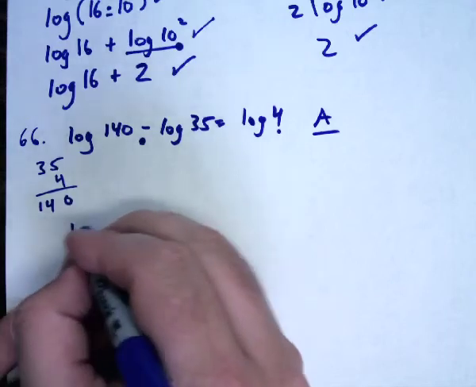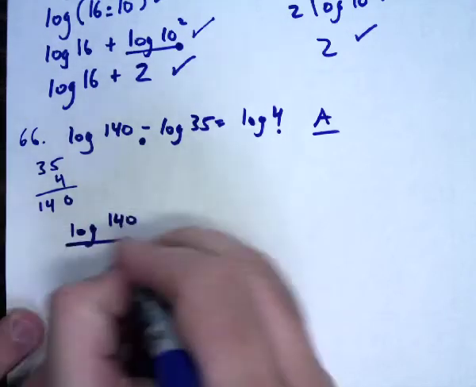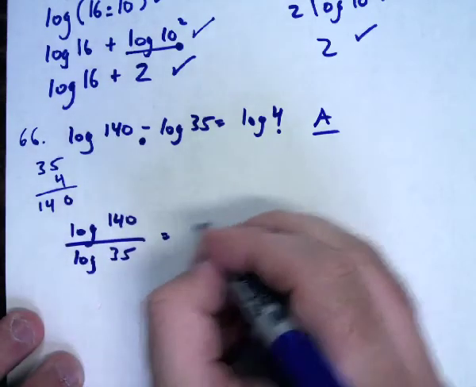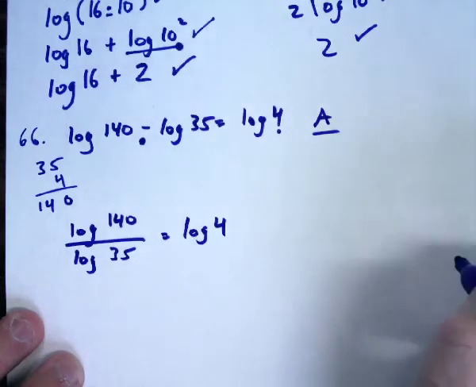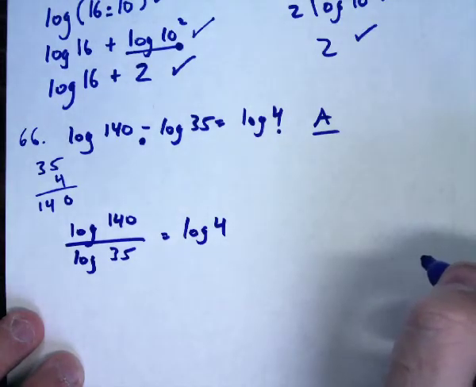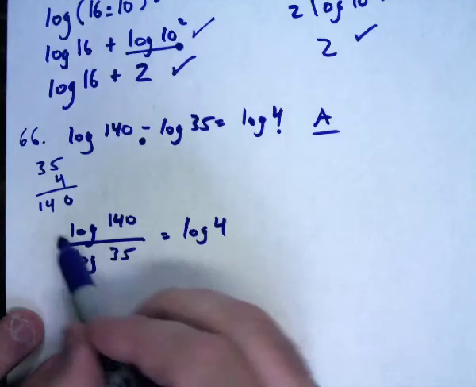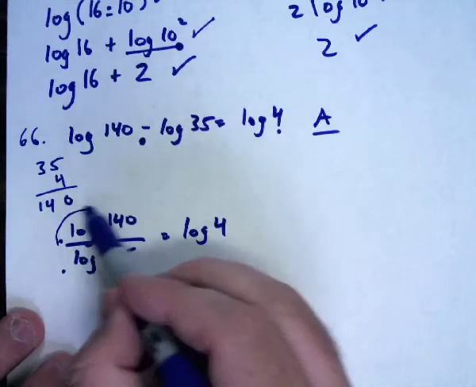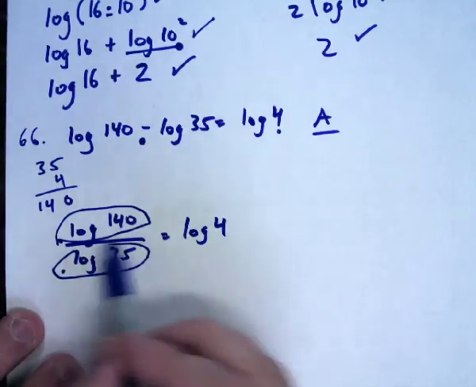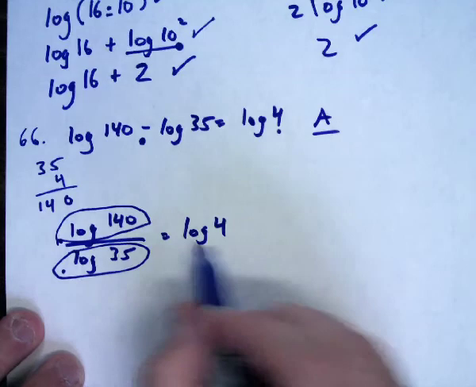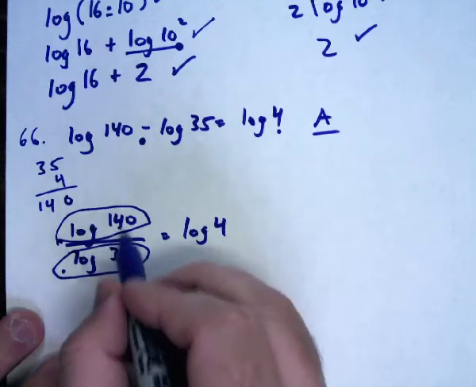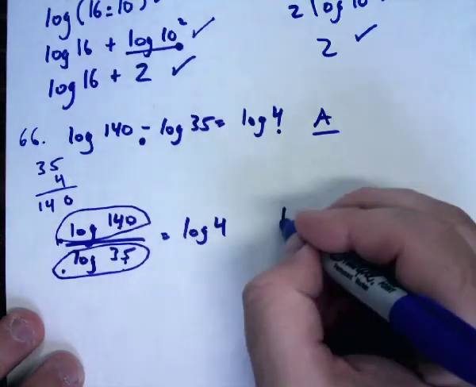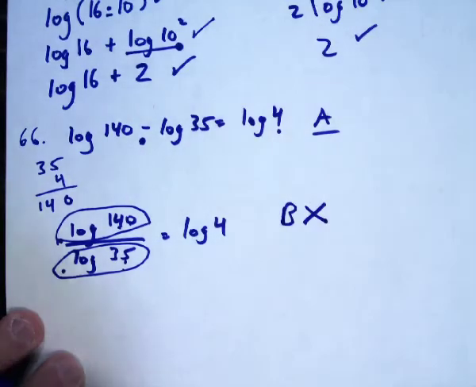B is log 140 divided by log 35 equals log 4. That is incorrect. If we have log 140 and log 35 and we divide them, that's fine. We would need to find a number for here and a number for here, and we would divide those numbers. However, we can't just divide these two numbers. That's not how logs work. So B is going to be wrong.